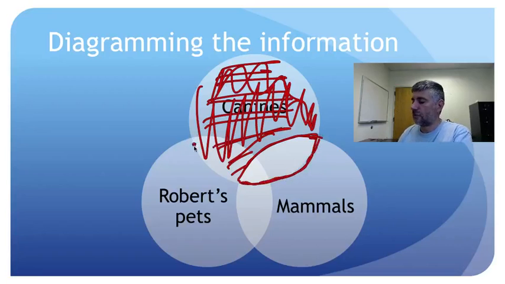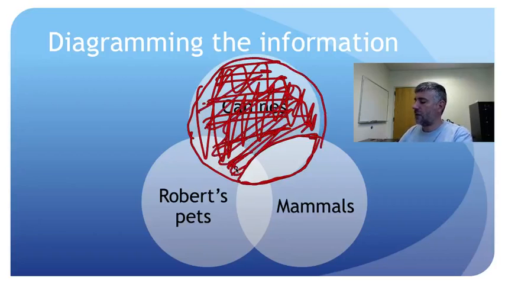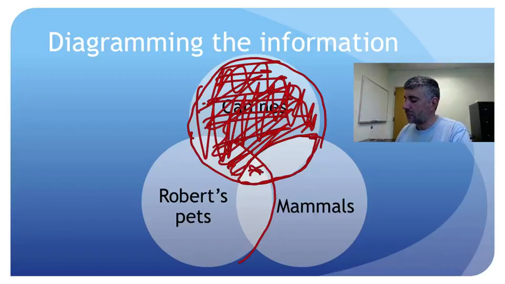And we also know that Robert has at least one pet in the circle of canines. Okay, well, if Robert has a pet in the circle of canines, and we also know that there's nothing in the circle of canines that's over here, then we know that Robert's pet, which has to be in this circle, right? This is the circle of Robert's pets. Robert's pet has got to be in here. The pet that we're talking about, the pet that's canine, has got to be in there. Okay, so that's a way of visually representing the information contained in the two premises of our argument.